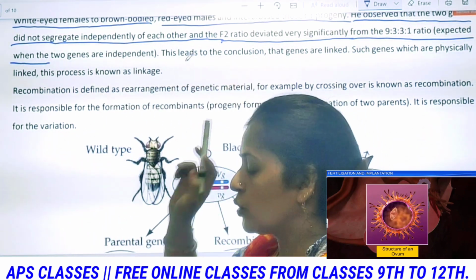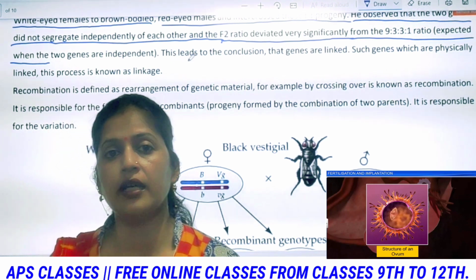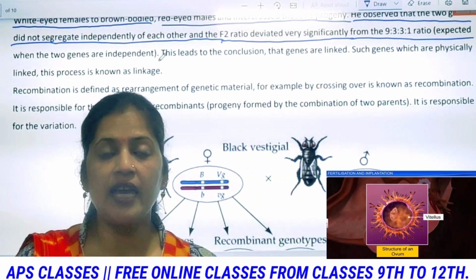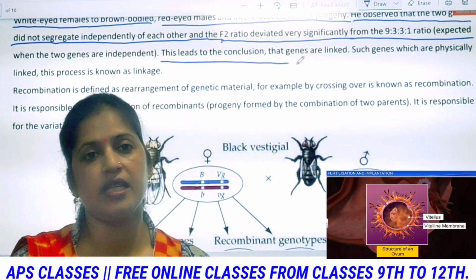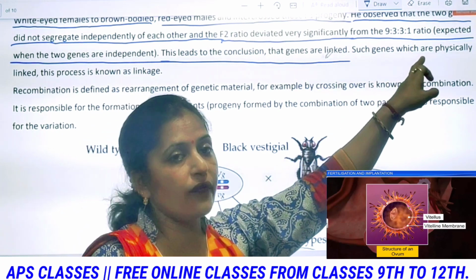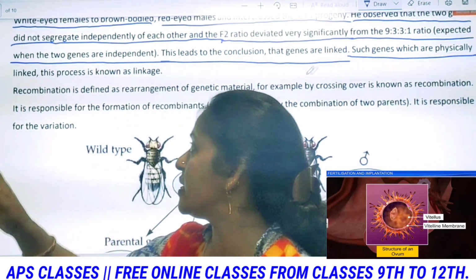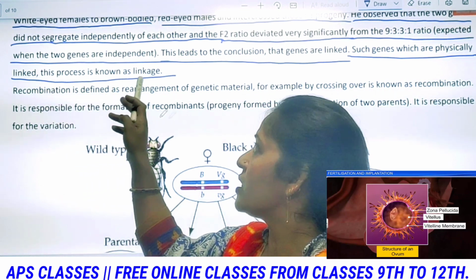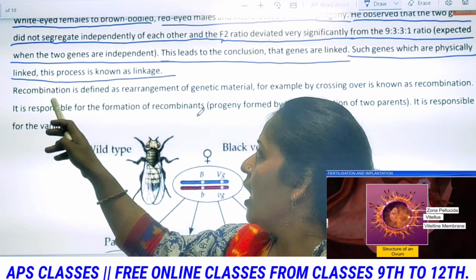This leads to the conclusion that genes are linked. The two genes are linked with each other. Such genes which are physically linked to each other, this process is known as linkage.